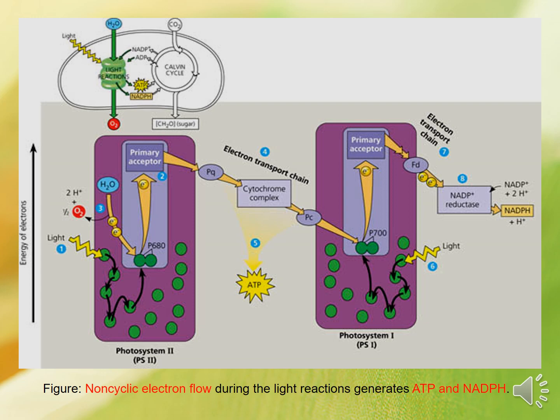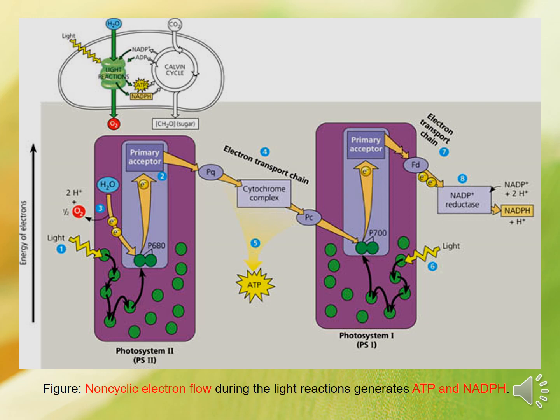This PQ will be oxidized. When it is oxidized, the cytochrome complex is reduced, so it accepts the electron from the PQ. Then the cytochrome complex is oxidized and the electron passes to the PC, plastocyanin, so plastocyanin is reduced. And when the electron passes through the electron transport chain, at step number 5, ATP is produced. So the first product in the light reaction is ATP.